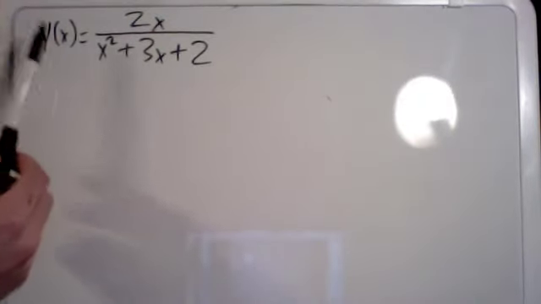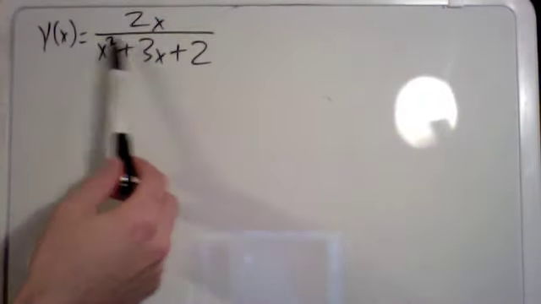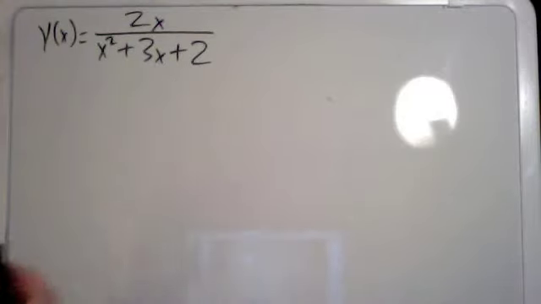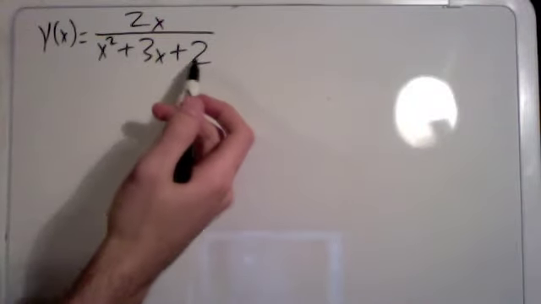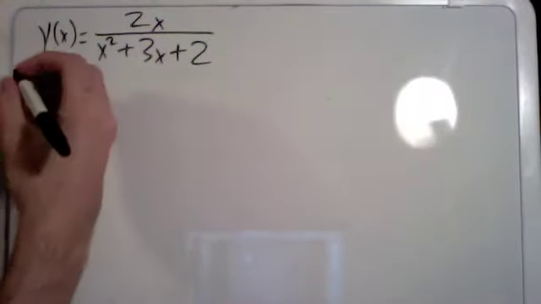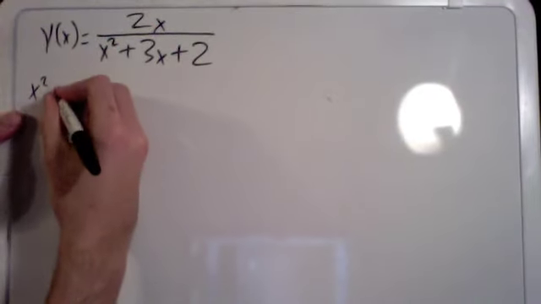Alright, so we're given this function y of x is equal to 2x over x squared plus 3x plus 2, and we want to know the vertical asymptotes of this. So like we've said in the lessons, the vertical asymptotes are generally going to be where the denominator is equal to 0. So we want to find where that is.